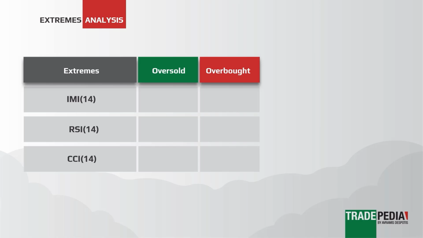IMI will reflect an oversold condition if it is below 30% and an overbought condition if it is above 70%. Similarly, the RSI will reflect an oversold condition if it is below 30% and an overbought condition if it is above 70%. The CCI is an unbanded oscillator, and therefore it will reflect an oversold condition if it is below -100 and an overbought condition if it is above +100.